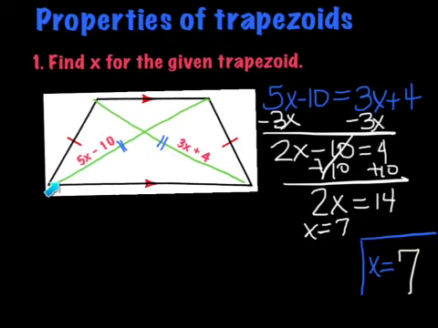And so is this one. If I were to put 7 in here, 3 times 7 is 35. 35 minus 10 is 25.